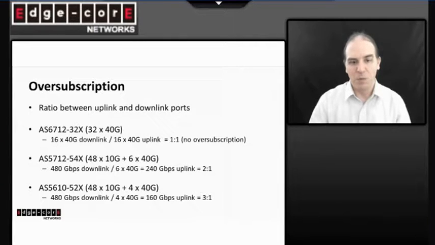If you use another model which has only 4 uplink ports, the ratio is 3:1 because the uplink speed is only 160 gigabits per second compared to 480 for the downlinks. So this is more applicable for use cases where you have more north-south traffic, meaning most of the communication is from the internet to servers and back. On the other hand, the 1:1 oversubscription is usually used for cloud scenarios where there's a lot of east-west traffic within the data center.